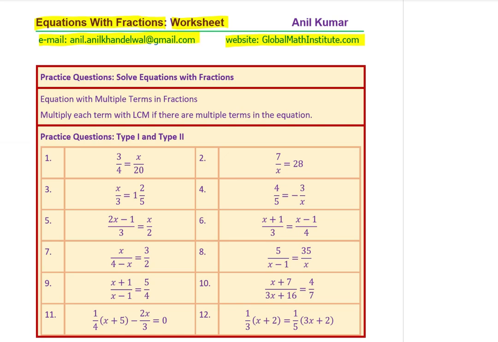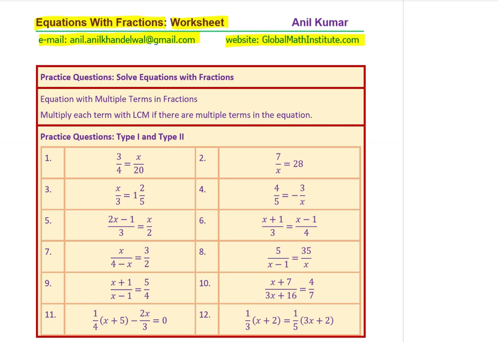Here you see 12 questions where we need to solve the equations. Solving equations really means to find the value of x. Now these equations involve fractions, as you can see. We will understand methods of solving these equations. I have categorized them in 4 types. Type 1 and type 2 are shown in this particular screen.